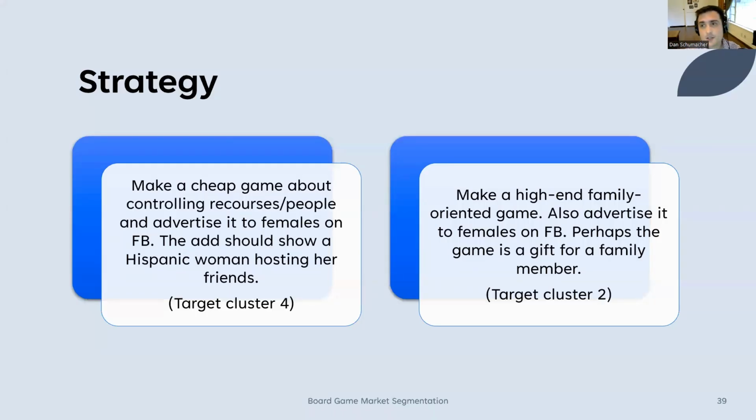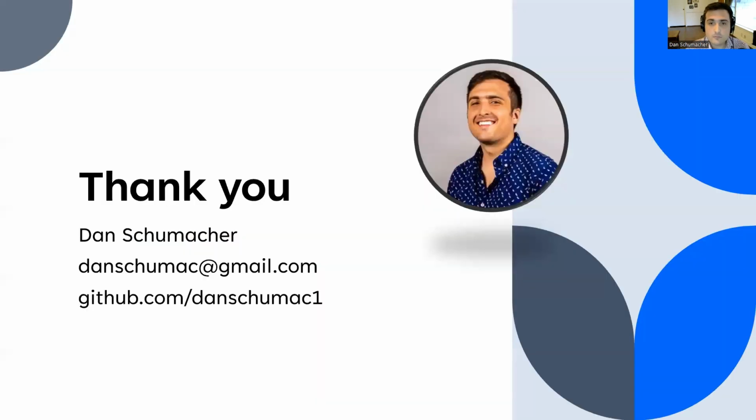So here are 2 strategies I have made for selling board games. The first one is to make a cheap game about controlling resources or people and advertise it to females, maybe Hispanic females, on Facebook. This would target cluster number 4. We could also target cluster number 2 by making a high-end family-oriented game and advertise it to females on Facebook.